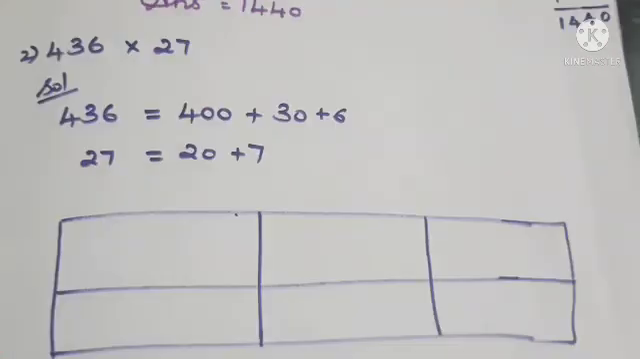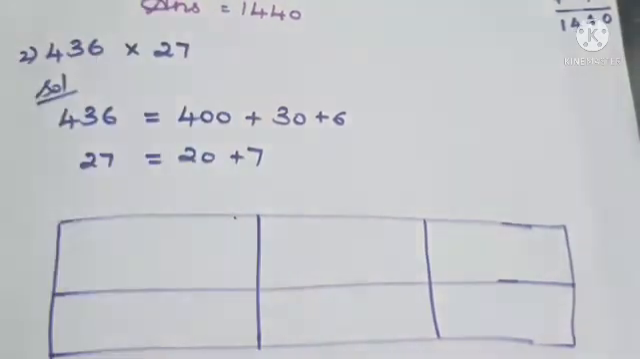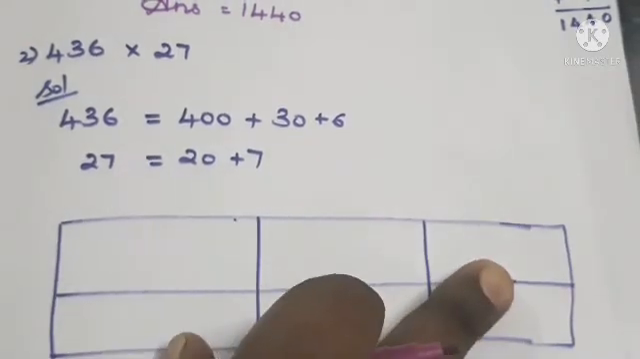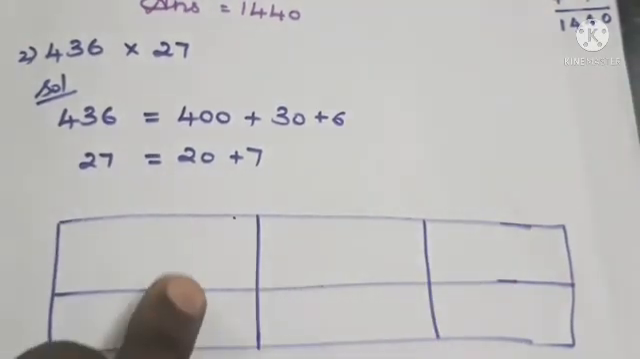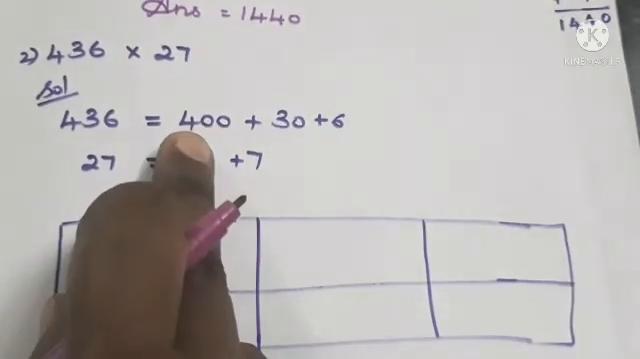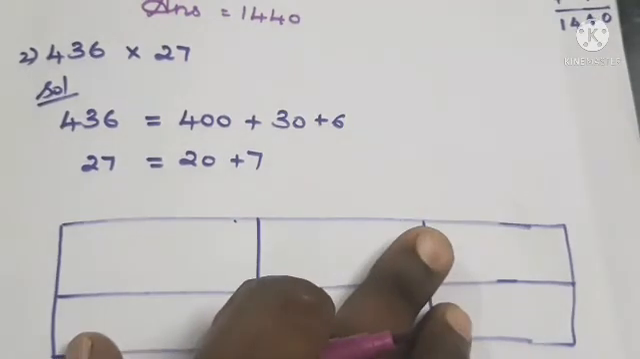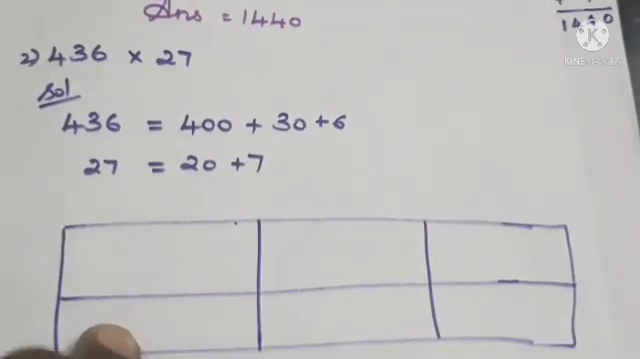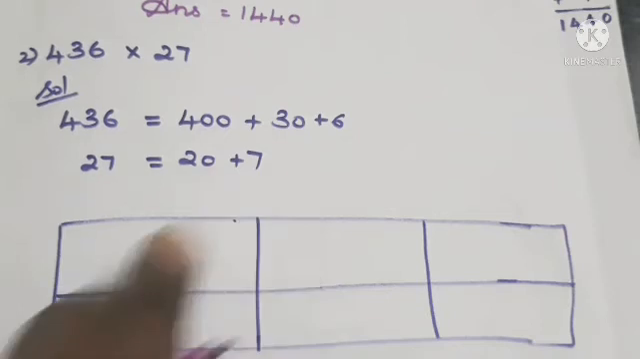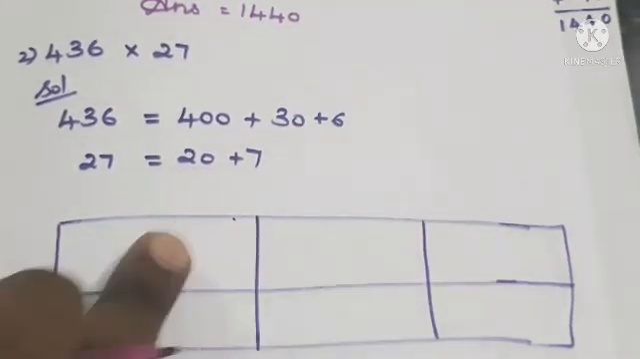Okay, so we have drawn the box. Listen ma, in the first question we drew only 2 columns, but here we have 3 columns, isn't it? Why we have 3 columns is because here we have 3 numbers, that is 400, 30 and 6. That's why we have drawn 3 boxes like this. And here we have 2 numbers only, in the multiplier we have only 20 and 7, so that's why we have 2 boxes here.